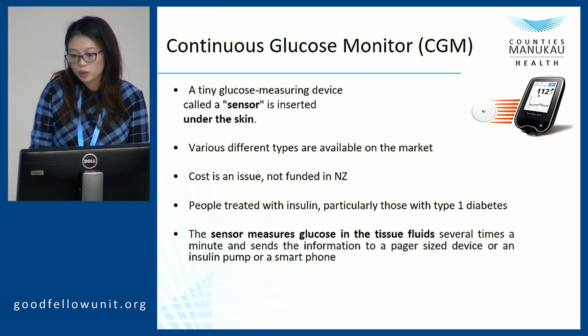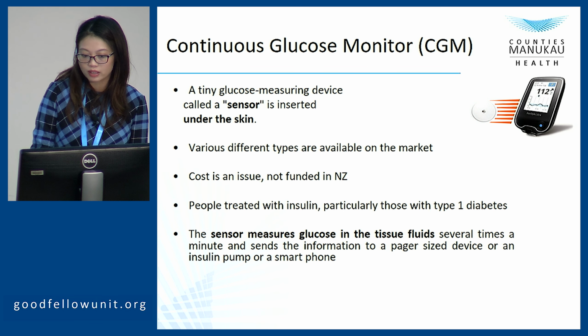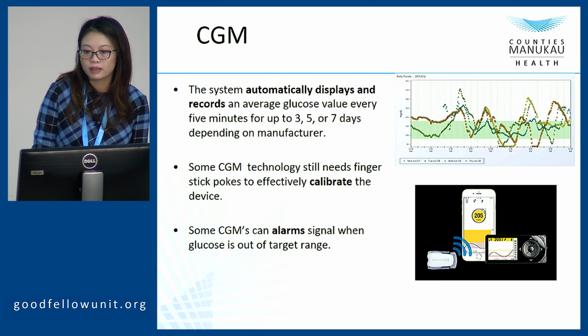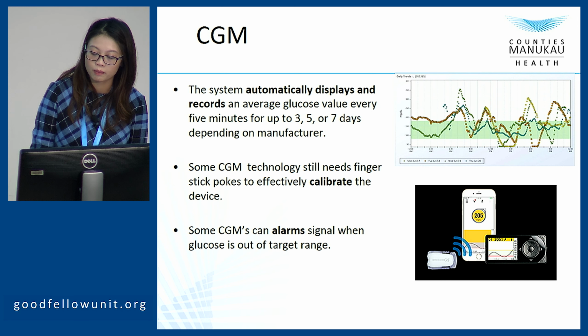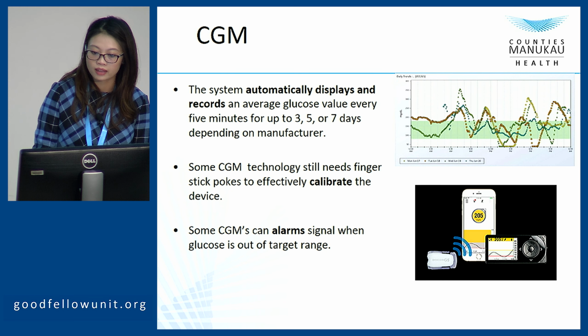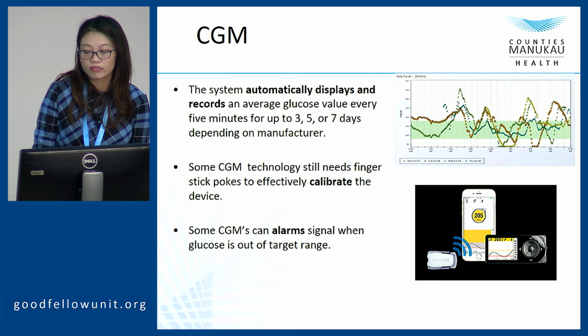The sensor measures the glucose in the tissue fluid several times a minute, and then sends the information to the device, insulin pump or a smartphone. The system will automatically display and record an average glucose value every 5 minutes. We also suggest patients use fingertip pokes to calibrate the device, and some sensors can have alarm signals when the glucose is out of target.